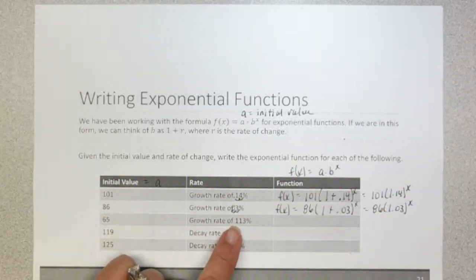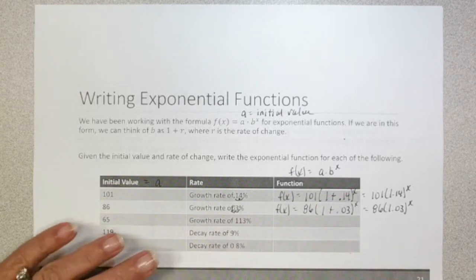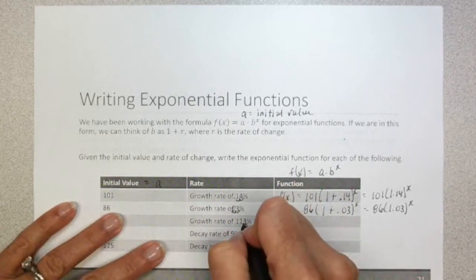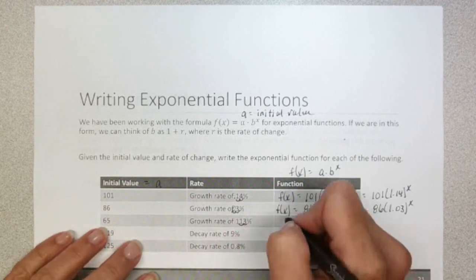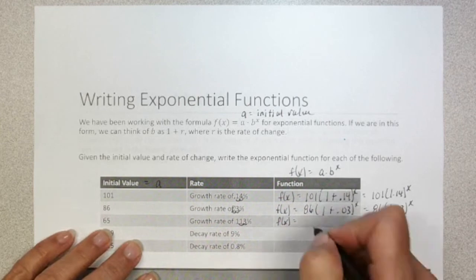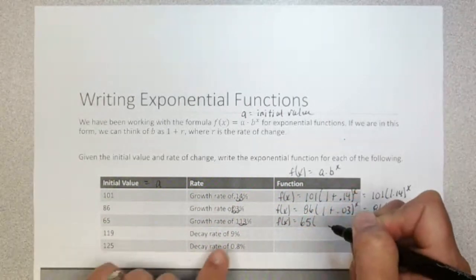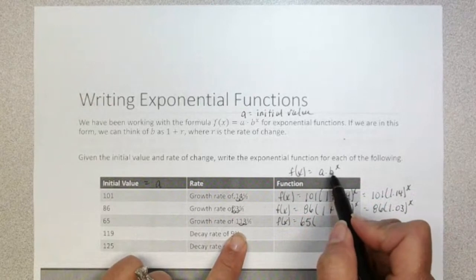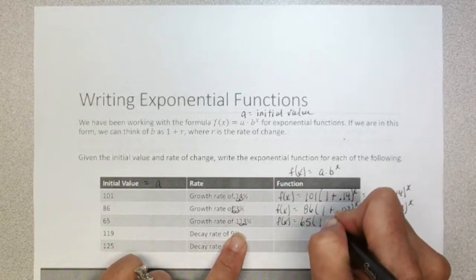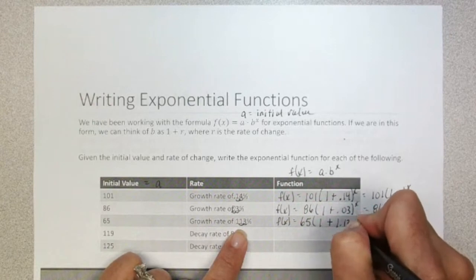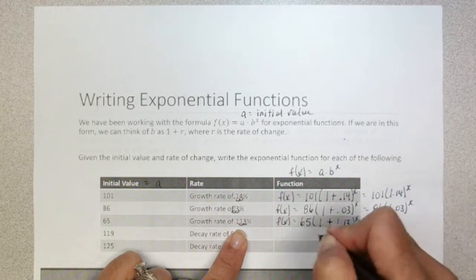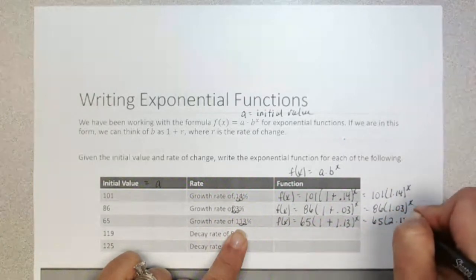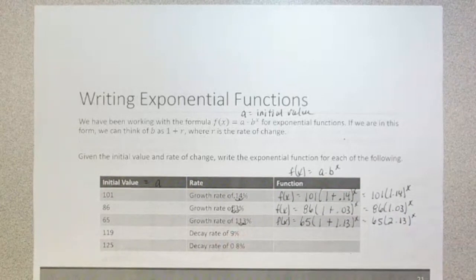Okay, what if the growth rate is 113%? Wow, that's a big growth rate, right? Well, here's our decimal. Move it over 2 places. So it's 1.13. 113% is 1.13 as a decimal. Well, if our initial value is 65, okay, and our base is 1 plus the rate of change, it is going to be 1 plus 1.13 to the x power, or 65 times 1 plus 1.13, that's 2.13 to the x power.